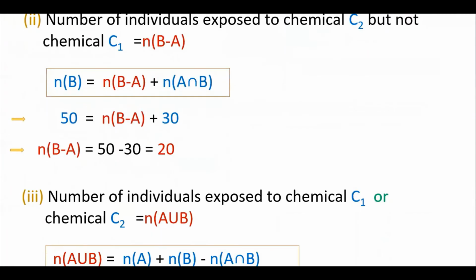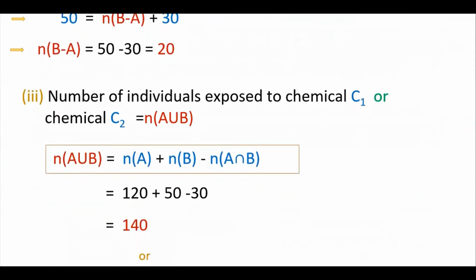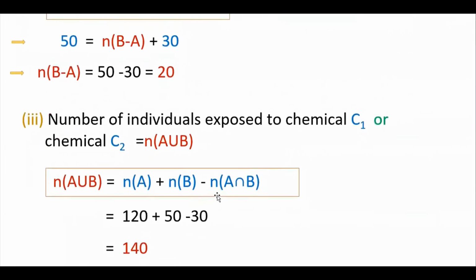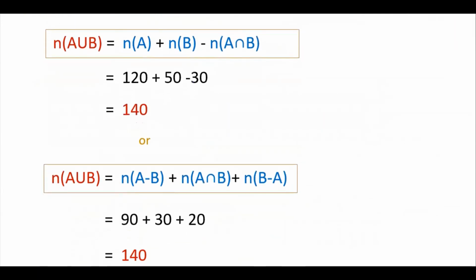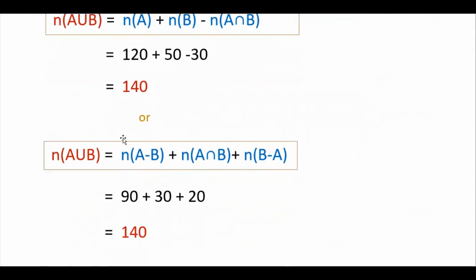Now, the third part is N of A union B. That you can find by using N of A plus N of B minus N of A intersection B. So substitute the values here, then you will get 140. Or you can find it by using N of A minus B plus N of B minus A plus N of A intersection B. If you add all these three values, you can directly find N of A union B. Because you already got N of A minus B and N of B minus A, those are 90 and 20. If you add this 30, then you will get 140.